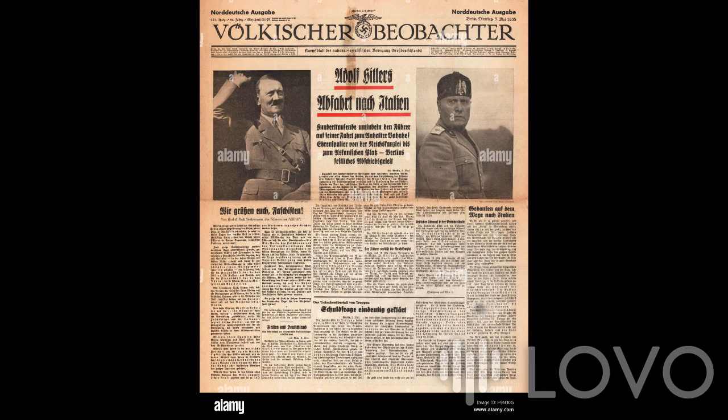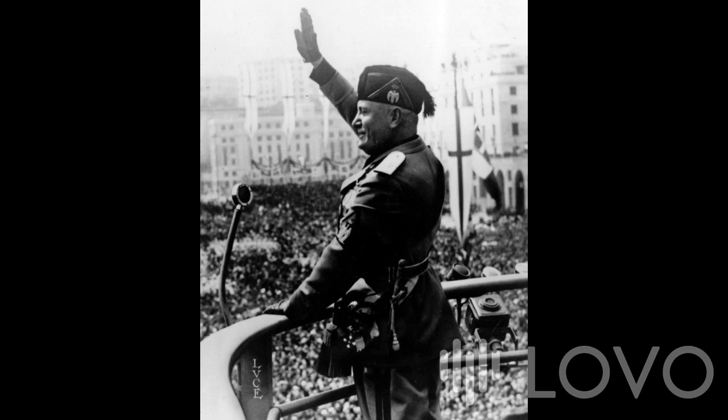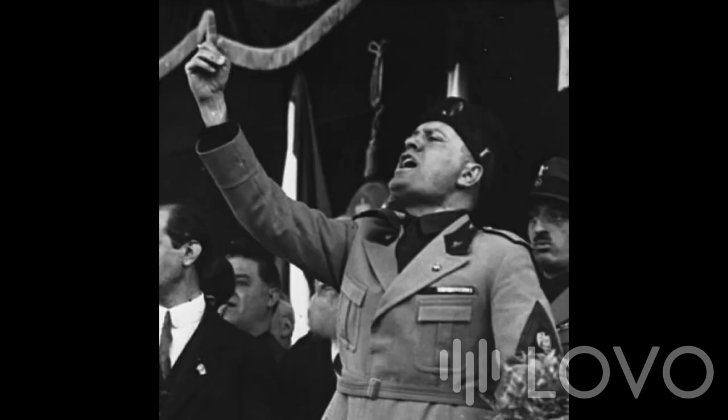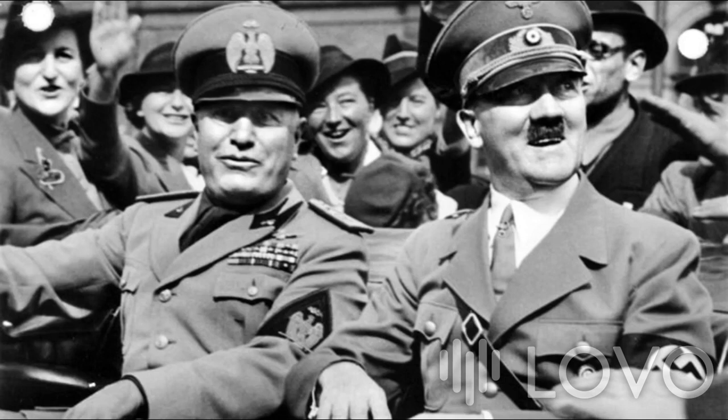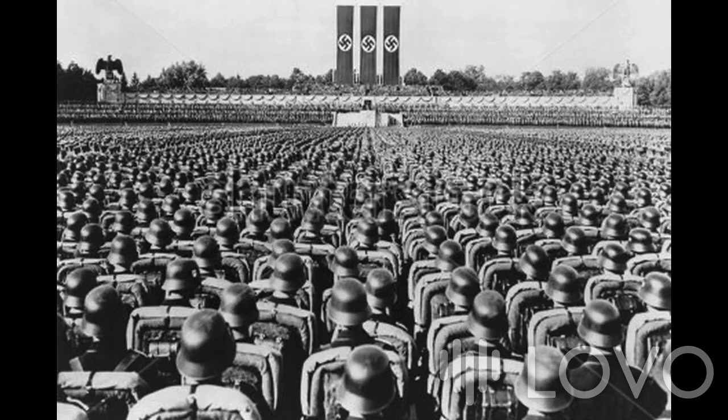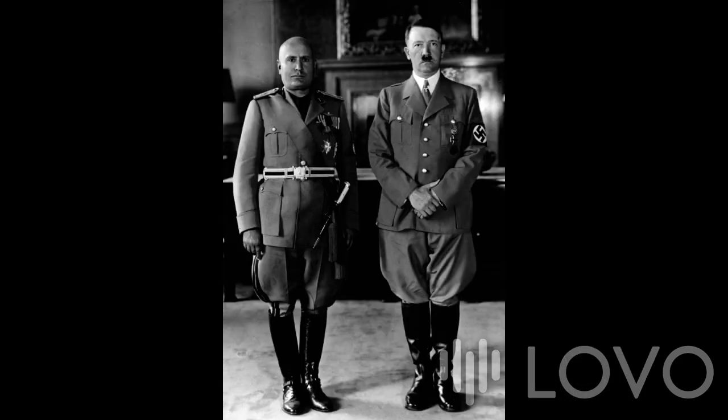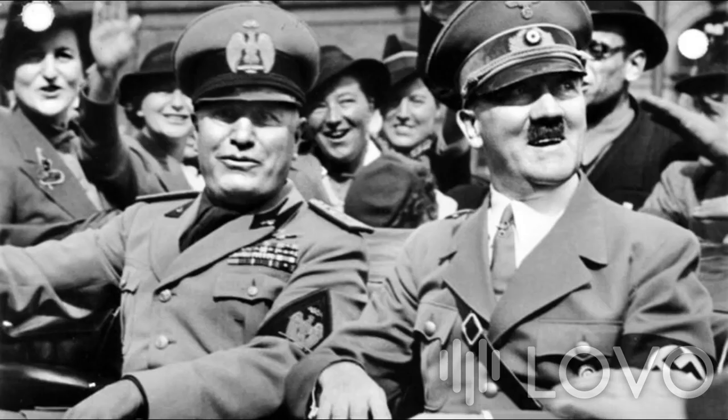In Germany, Adolf Hitler rose to power as the leader of the Nazi Party in the early 1930s. The Nazis espoused a similar ideology to fascism, with a focus on extreme nationalism, racial purity, and the superiority of the Aryan race. The Nazi Party was highly organized and used propaganda and intimidation tactics to gain support. Both fascism and Nazism emphasized the importance of a strong military and expansionist policies.